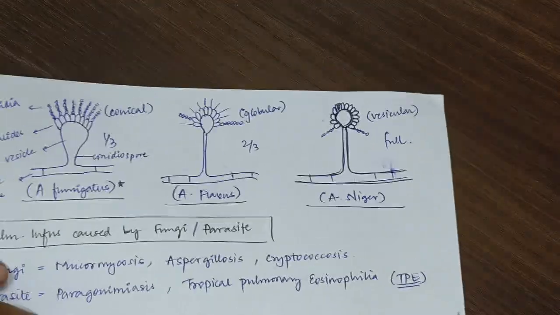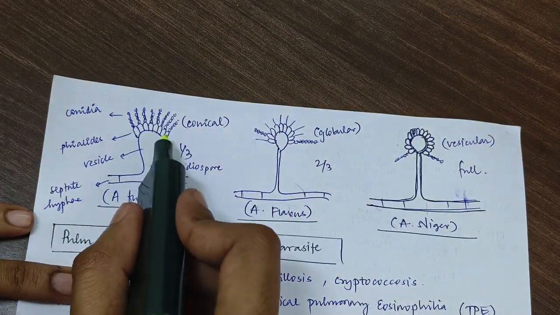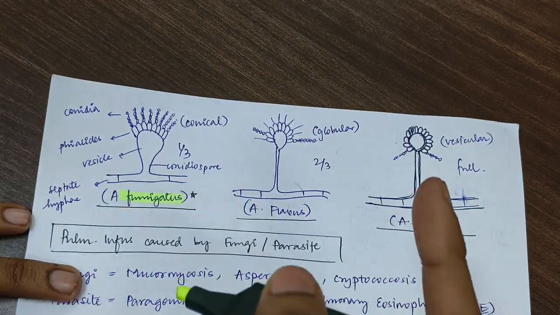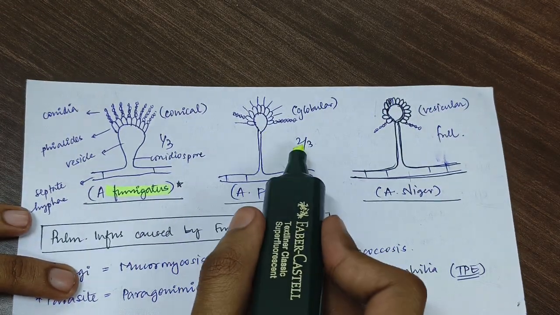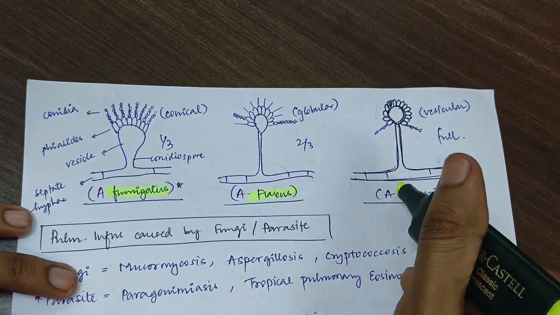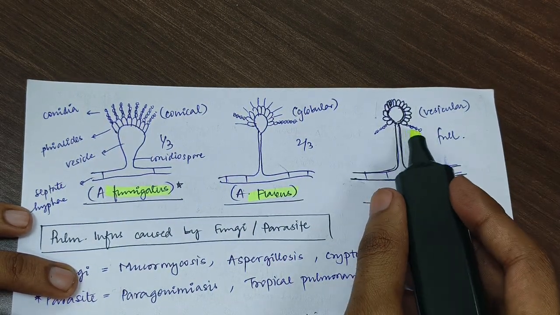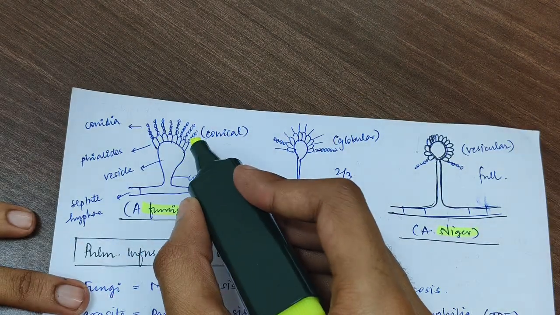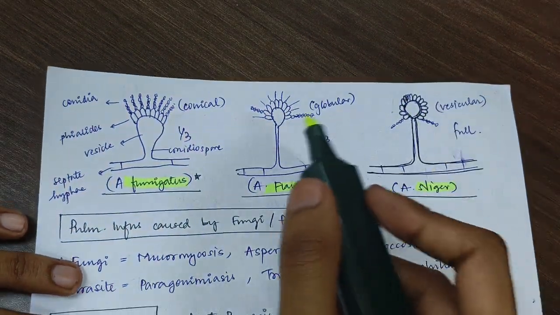So this is the diagram you are going to draw. If you cover 1/3, it is Aspergillus fumigatus. I have mentioned in general. If you cover 2/3, it is flavus. If you cover full, it is niger. You are going to draw full spores. I have not drawn, you are going to draw full spores like this for this also, for this also.